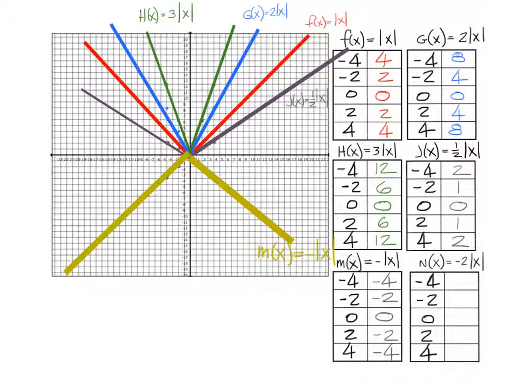When you multiply by a negative, it'll flip it upside down. If it's a negative 1, it keeps the same shape as the basic absolute value of x function. But you can multiply it by different things, and we'll see just with this next one if it does the same thing as if it were positive.